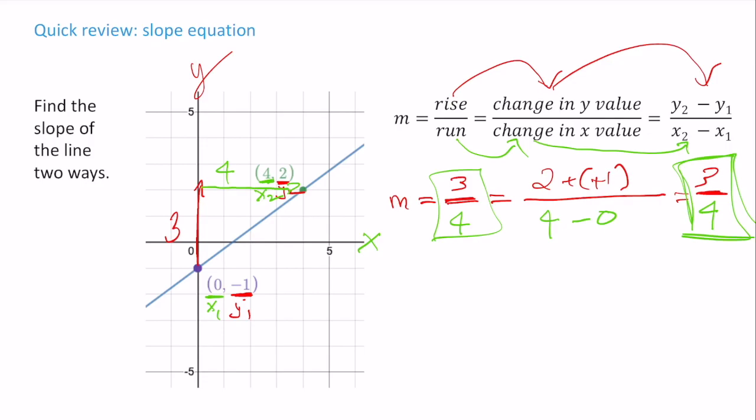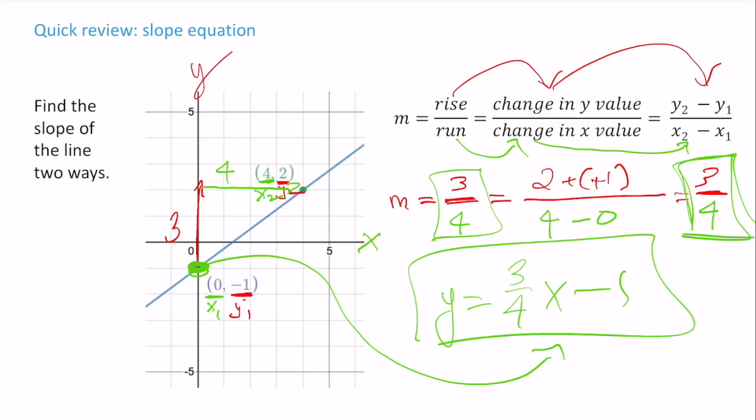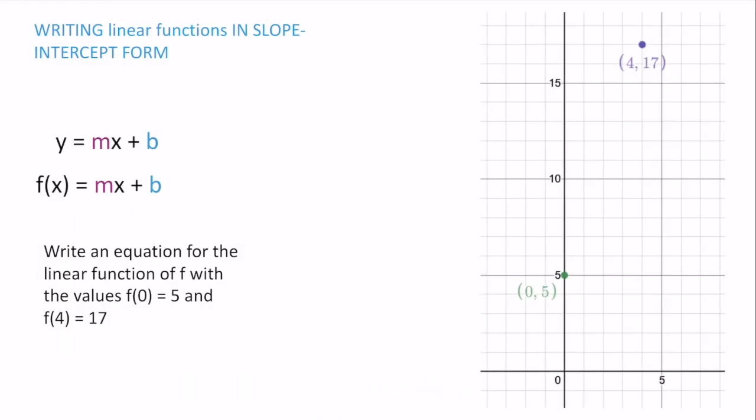And then finally, the equation of this line is going to be y equals, well, we know the slope, m, x, plus b. And I can see b right here is -1, right? The y-intercept is going to be -1, okay? So we have 3/4 x minus 1. A couple more things to go over.